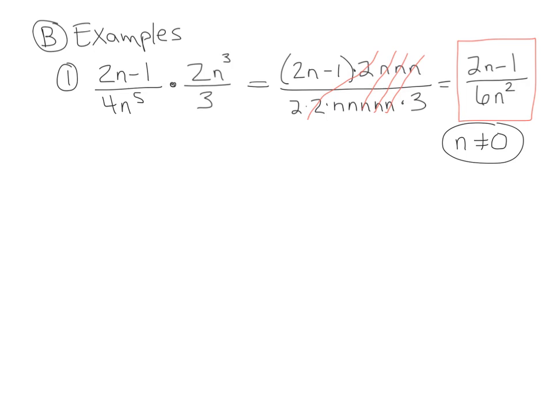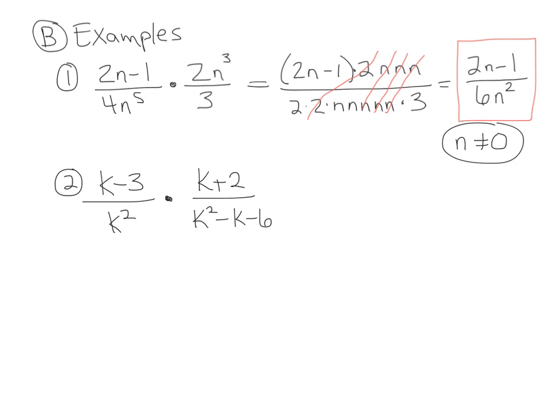All right, let's try another one. Number 2. Let's say you have k minus 3. Now remember, if I go too fast, you can pause this video. You can also go back and rewatch it at a later date. All right, k minus 3 over k squared, times k plus 2 over k squared minus k minus 6.